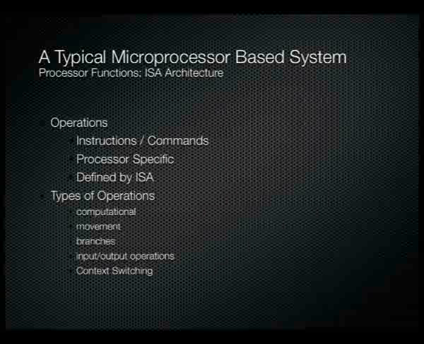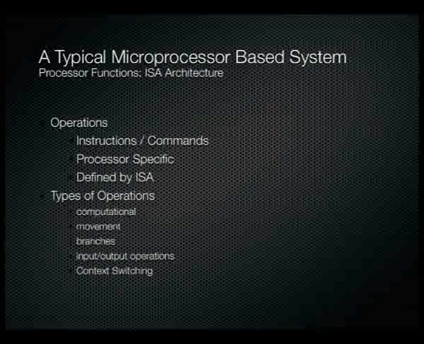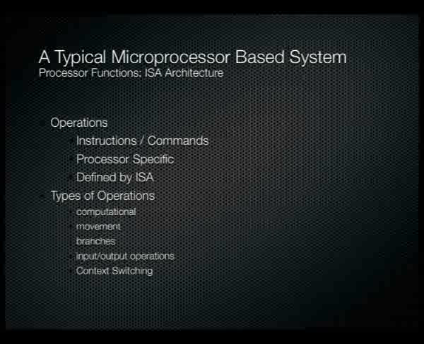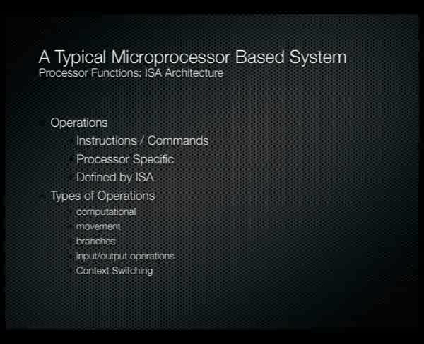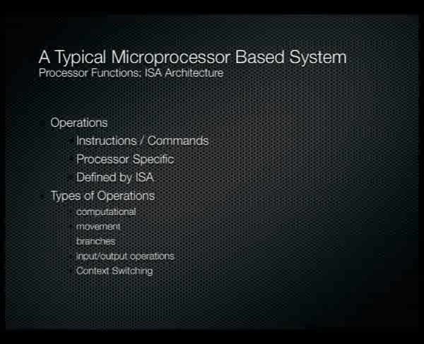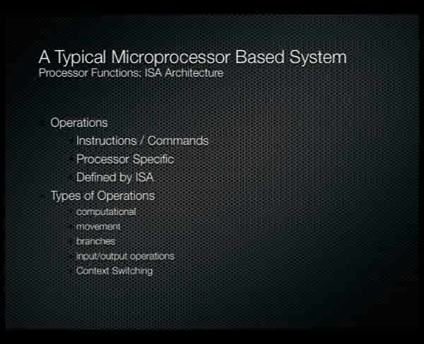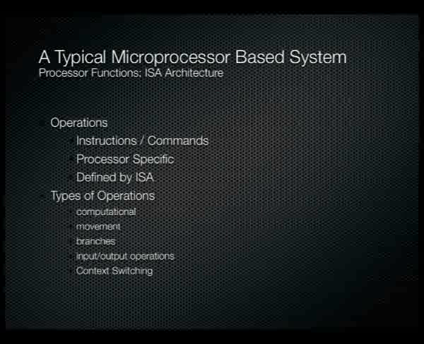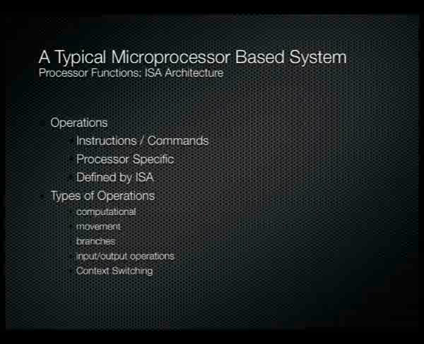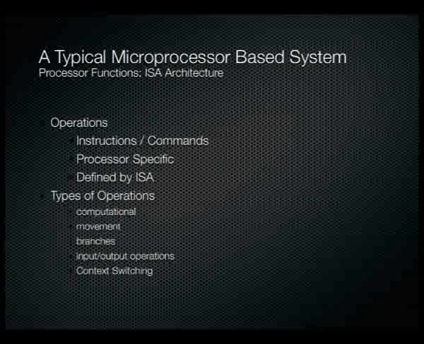With the types of operations, we have computational, so we have instructions for manipulating numbers: addition, subtraction, multiplication, division, and so forth, and of course logical operators as well. We also have movement operators, so we can move data around from point A to point B. We need to move data into the processor to be able to manipulate it in most cases, otherwise we want to have it inside memory. So we need to be able to move data from memory into the processor and back again when we're finished with it. So we've got movement operators.